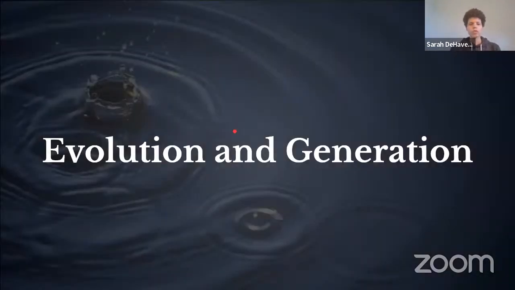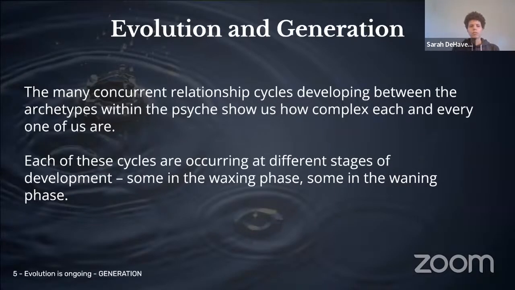So evolution and generation, just a little word on this because, as my slide says, there are many concurrent relationship cycles developing between the archetypes within our psyche. And they show us how complex each and every one of us are. So some people say, oh, I'm an old soul, or I'm a new soul. I don't really hear that too much. But we do hear when someone's an old soul. We hear that a lot.